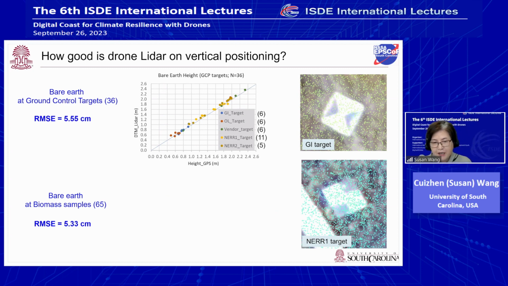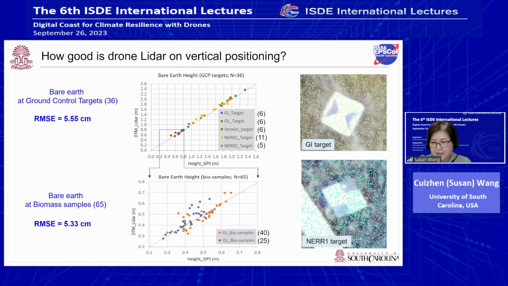We also made 65 samples in the muddy field of the marsh fields, and we also tested them. A little bit more deviation, standard errors, but it has short height there, since the surface is flat. So still, root mean square error is about 5 centimeters for the bare earth positioning.